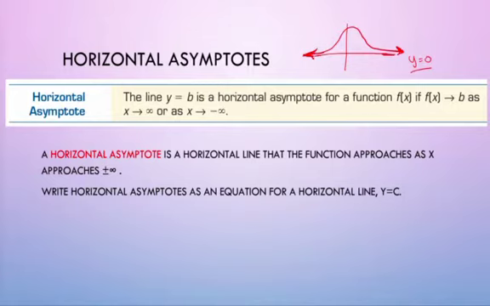You have to write your asymptotes as equations of lines. Y equals whatever or x equals whatever. I will definitely take points off for that on your test. Watch, half of you do it anyways.